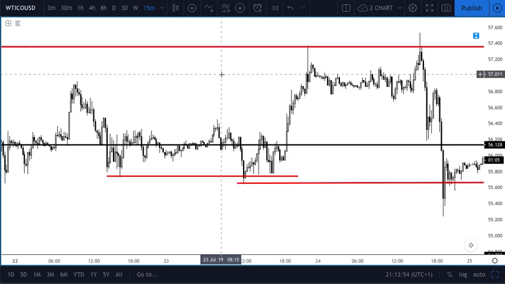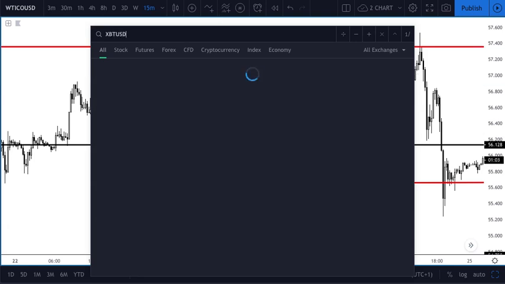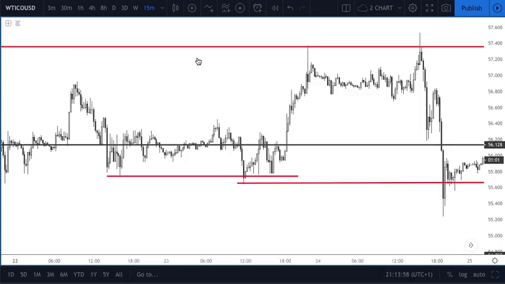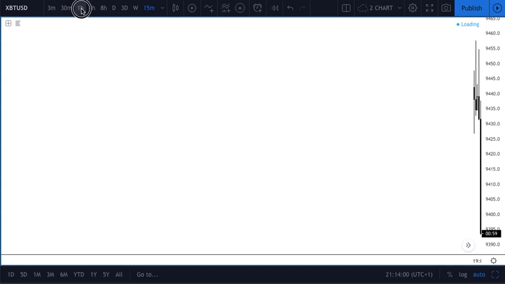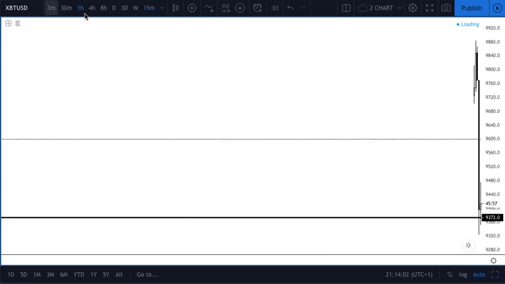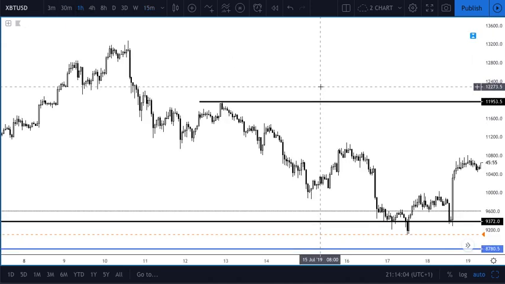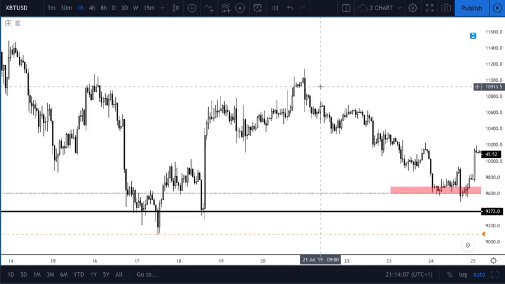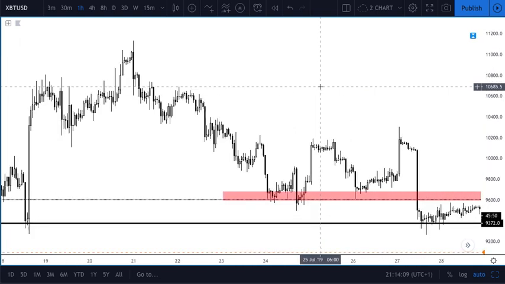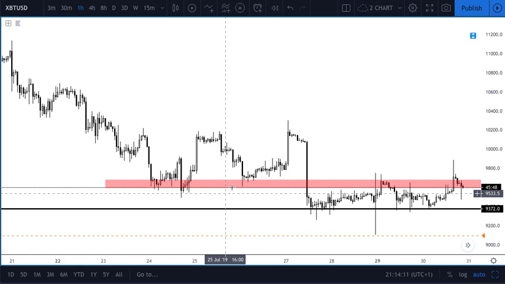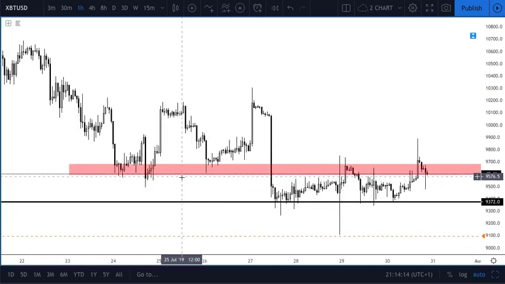Now, the reason I'm showing you this is because Bitcoin has done exactly the same thing. I've gone to the Bitcoin 1 hour. I've been bearish on this, and I'm just looking for shorts all the way down to around the 8.7 mark, but we see this resistance area right here. And you can see this happening a lot on Bitcoin as well.